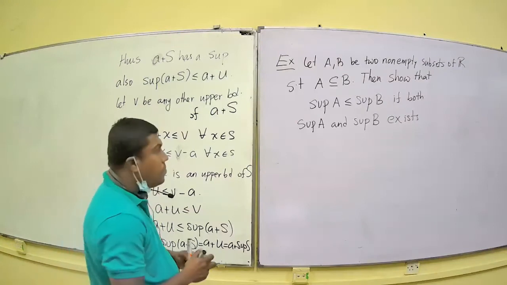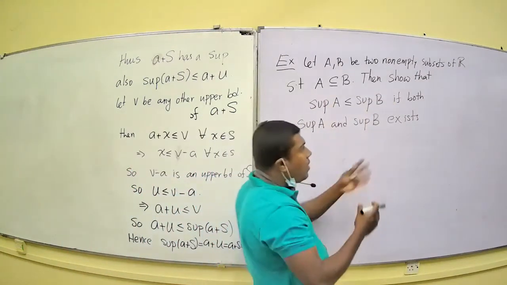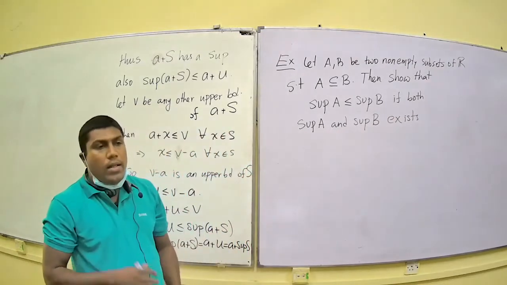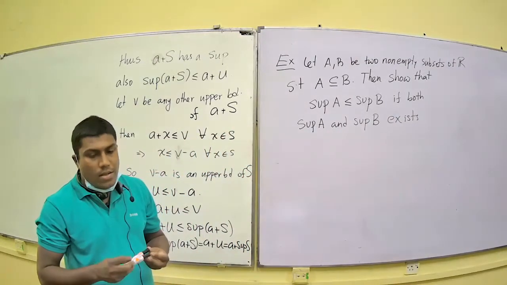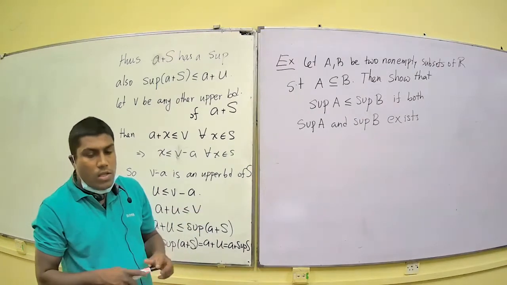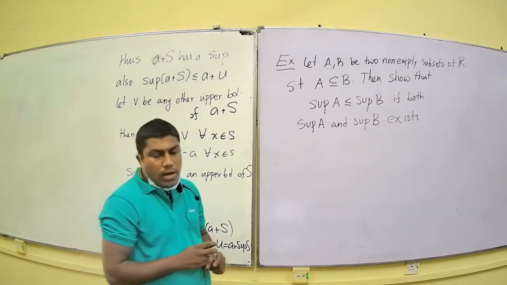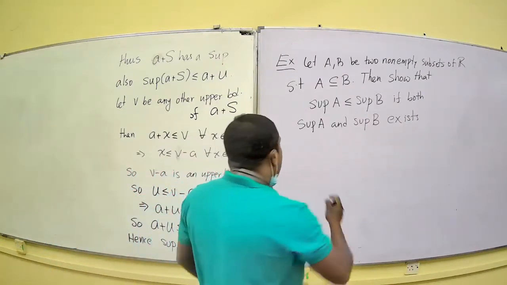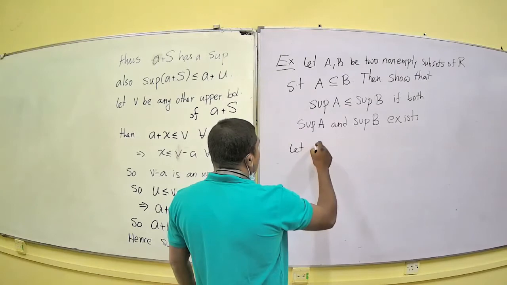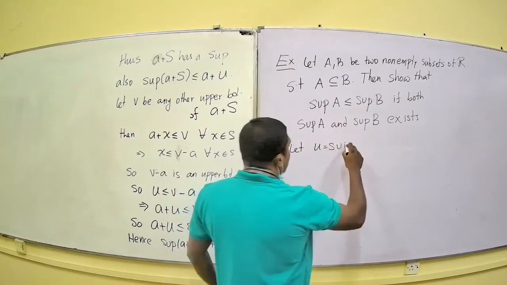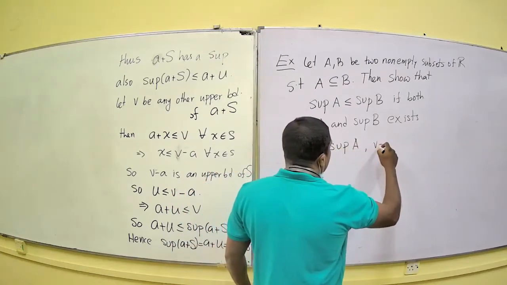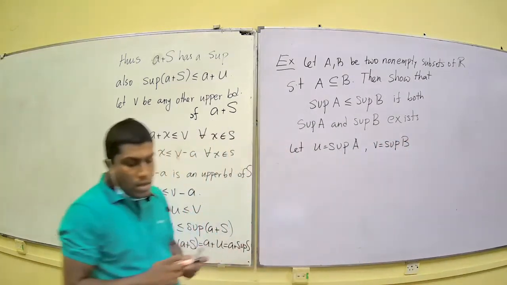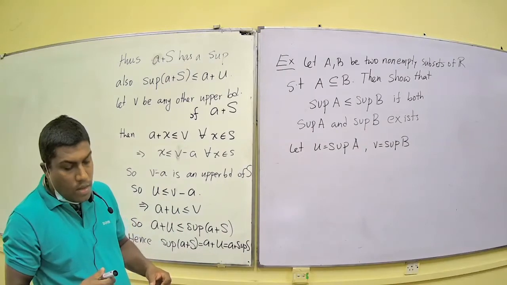Right. So here, without loss of generality, let us assume that the supremum of both the sets exist, right? So otherwise, there is no point of talking about the supremum. So let us assume that the supremum of both the sets exist, right? So then U is equal to supremum of A and B is equal to supremum of B, right?